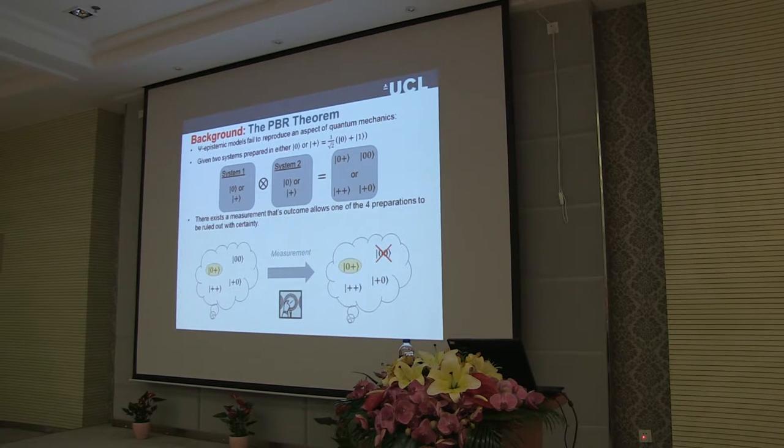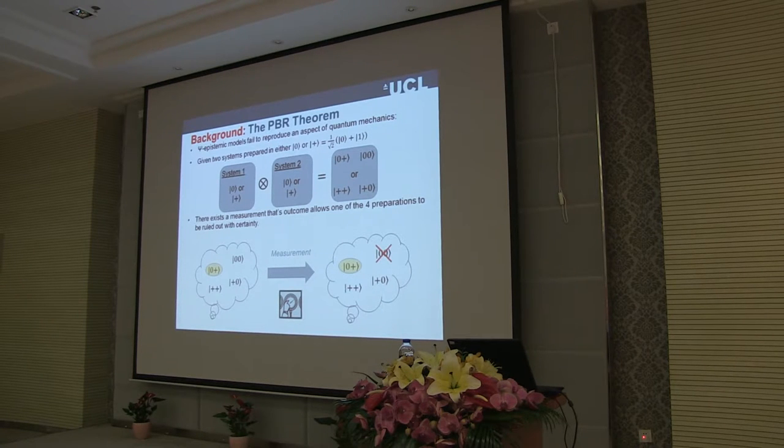The way they rule it out is, let's see this situation. Let's say we have a system prepared in zero or plus, and another system, in tensor, prepared in zero or plus, with half-half weights. Sorry, not probability, this is a superposition, not a mixture. Superposition. So then we have these superpositions arising.